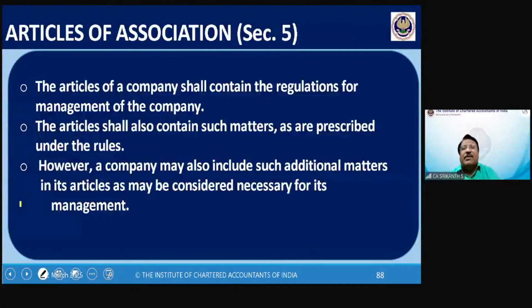Articles of the company contain the regulations for management of the company. The articles should also contain such matters as are prescribed under the rules. However, a company may also include additional matters in its articles as may be considered necessary for its management. Okay. So what is to be contained in the articles is by and large given in the rules.